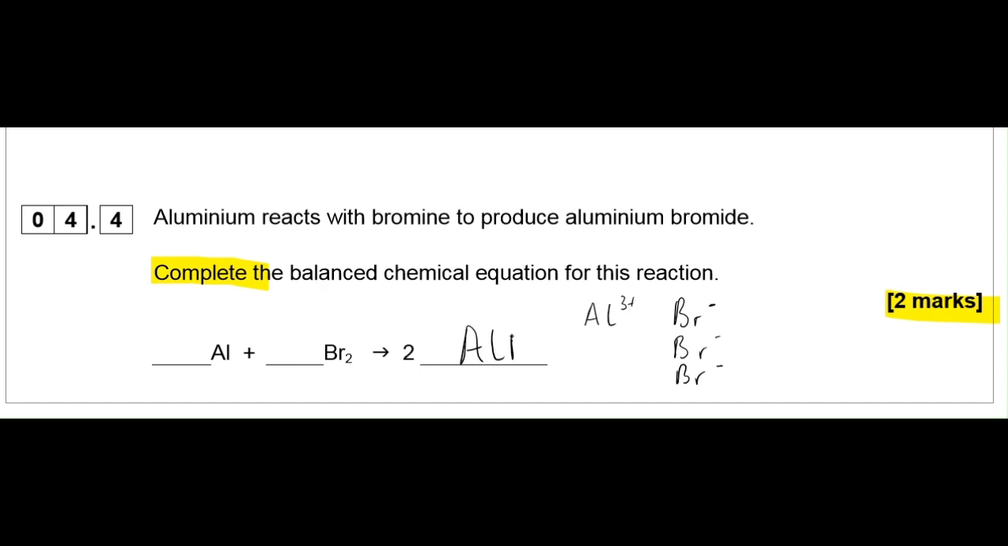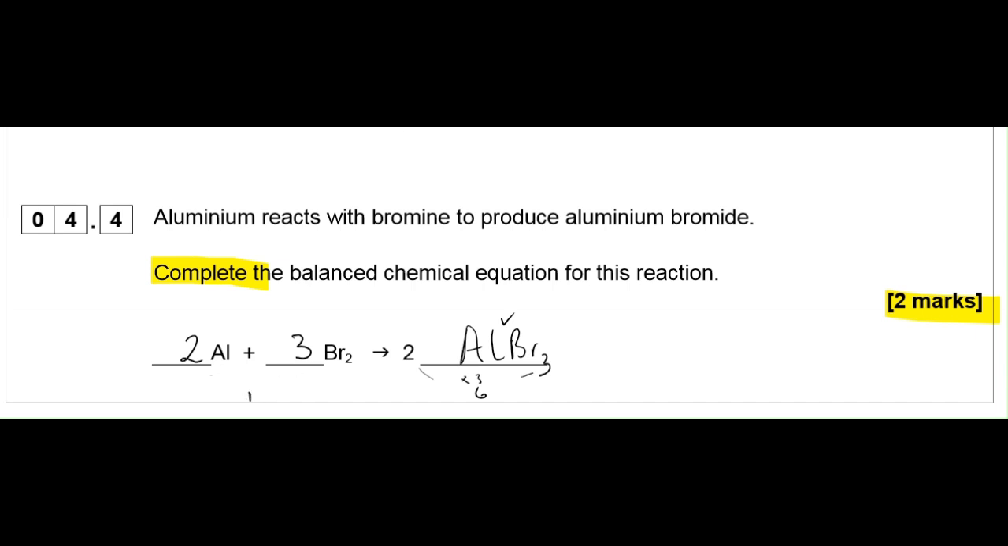Now we can begin to balance. Now you notice in front of the AlBr3 there is a 2. That means there must be 2 of everything in front. So let's look at the aluminiums. If there's 2 aluminiums here, we must have 2 aluminiums on the left hand side. In the aluminium bromide, there are 3 bromines, so 2 lots of 3 is 6. So if we go back to the bromine gas, there are already 2 atoms in a molecule, so to make that into 6, we multiply that by 3. So we would get 1 mark for the correct formula of aluminium bromide, and the second mark would be for the correct balancing.